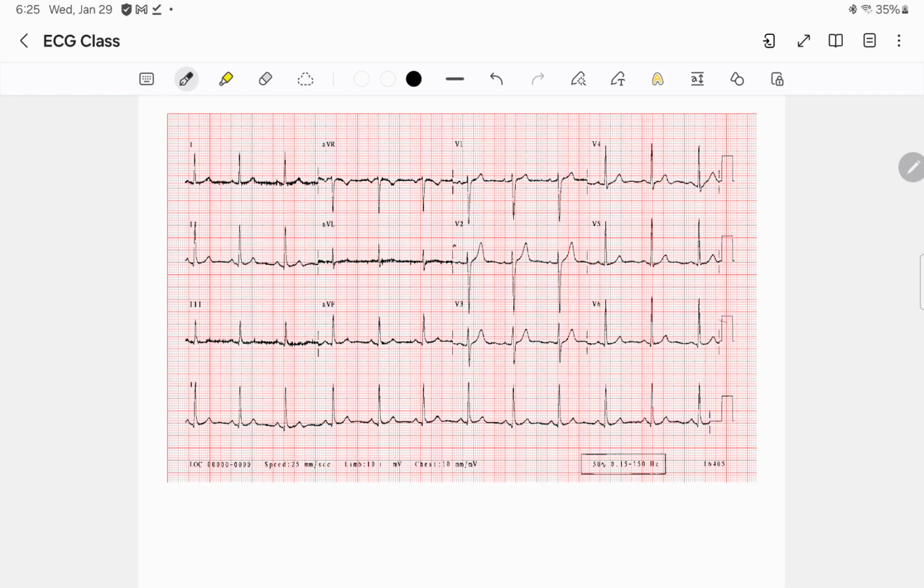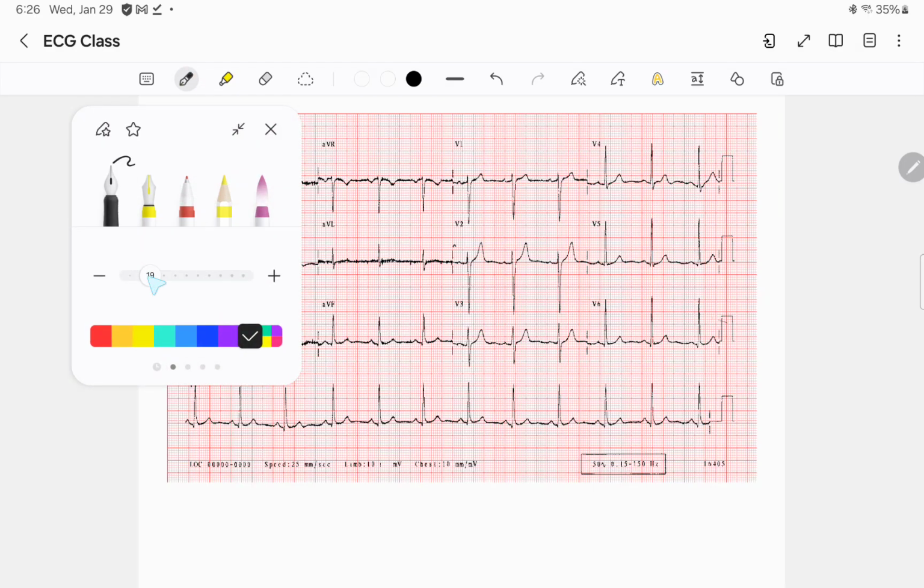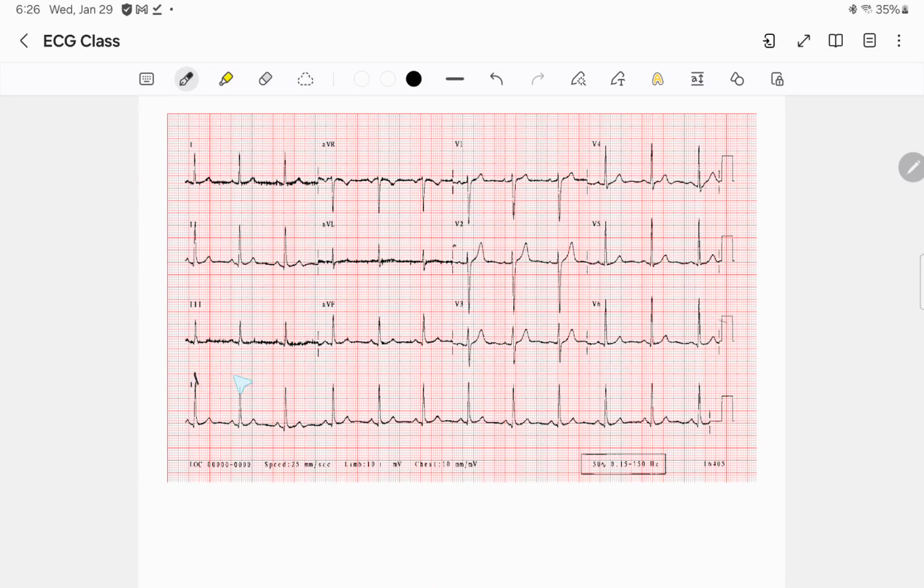So for example, in this case, the heart rate would be, for example, 1, 2, 3, 4, 5, 6, 7, 8, 9, 10, 11, 12, right? And you'd multiply that by 6, okay? So that sounds like it's about 72, right? So this is a normal heart rate of 72 beats per minute utilizing the rhythm strip, okay?